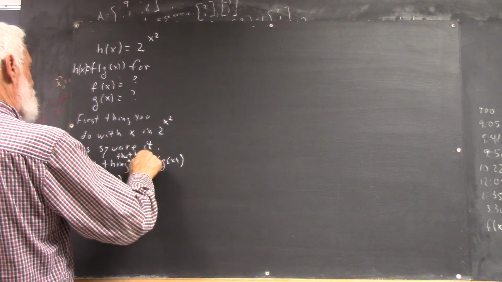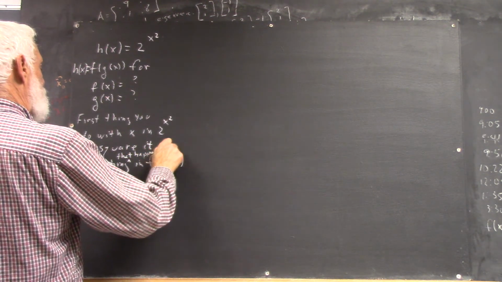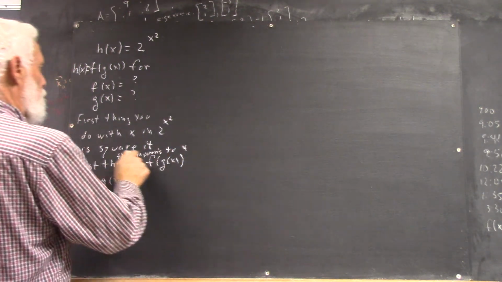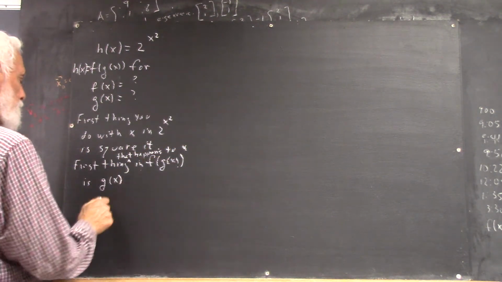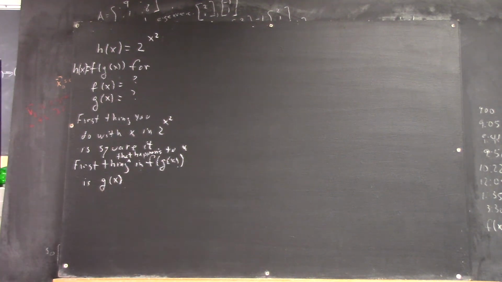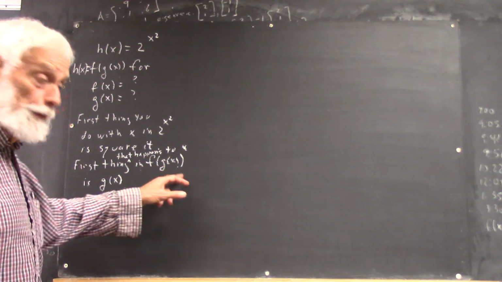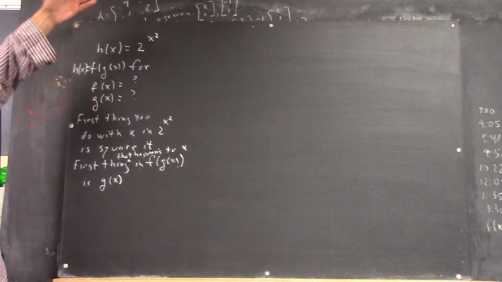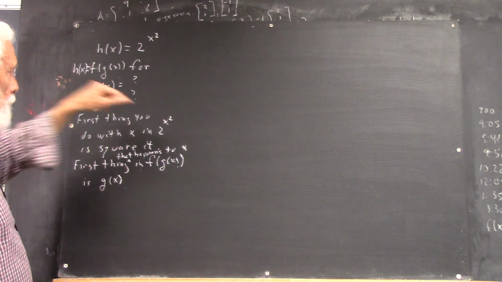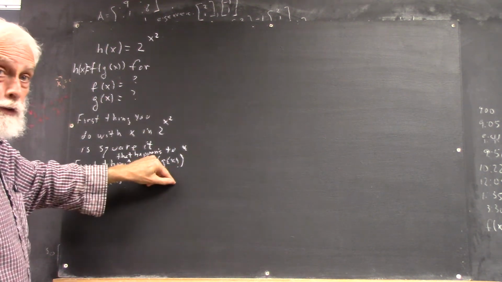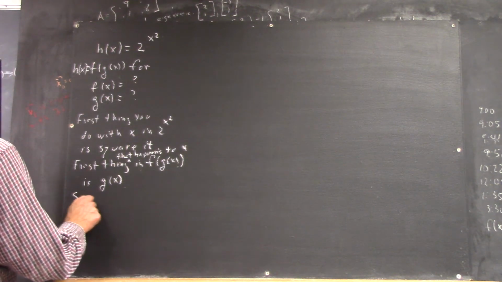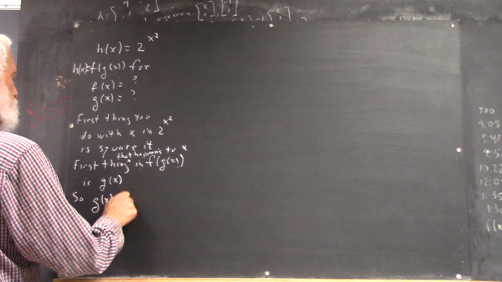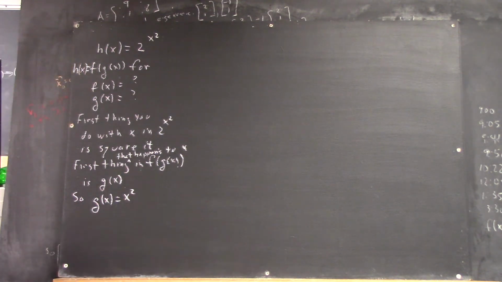You probably won't be able to read this. If you look at the video, you should. First thing that happens to x in f of g of x is g of x, right? You don't apply f until you've evaluated g of x. So if you look at the first thing that happens to your variable, you see that it's going to be squared, and you see that it's going to be g of x. So g of x has to be x squared, right? That makes sense? Okay.